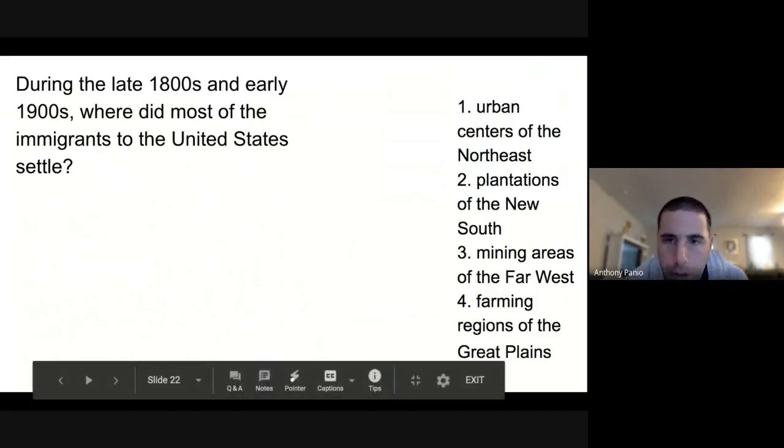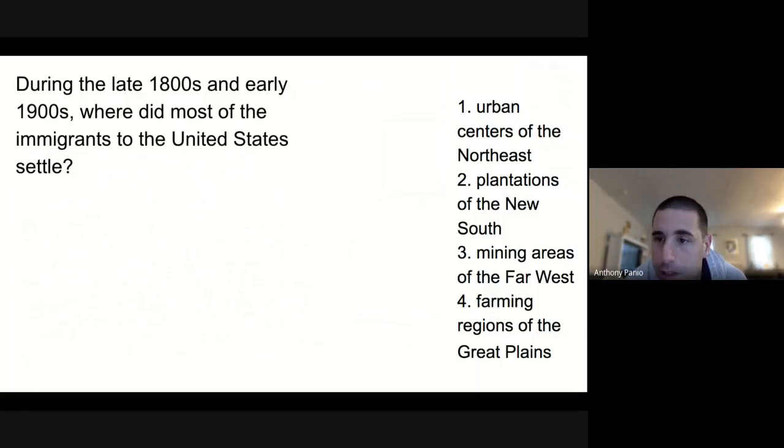During the late 1800s and early 1900s, where did most of the immigrants to the United States settle? This is a good question because we haven't really gone over this, but you should be able to infer where they would go. If you know where New York is and you know where Massachusetts and Boston are, you should be able to get this answer. So where did most of the Irish immigrants settle?